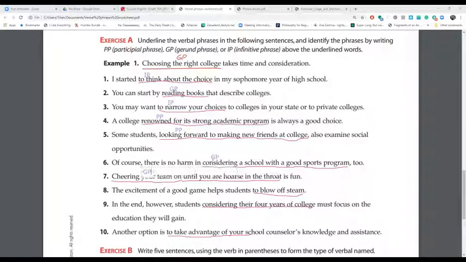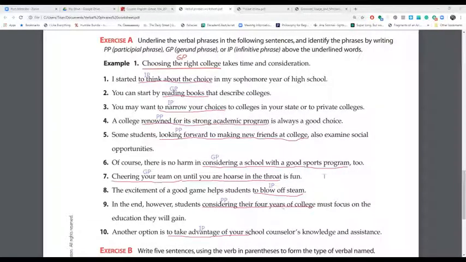Okay, number 8, the excitement of a good game helps the students to blow off steam. Okay, yep, infinitive phrase, very good, pretty simple. Number 9, in the end, however, students considering their 4 years of college must focus on the education they will gain. Good job, present participle. And number 10, another option is to take advantage of your school's counselor. This is an infinitive phrase.